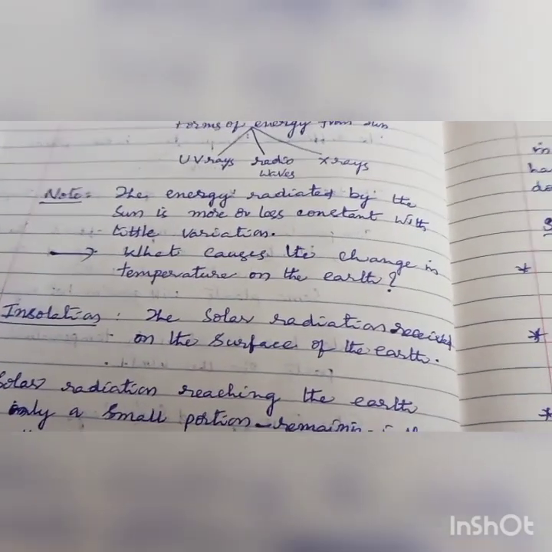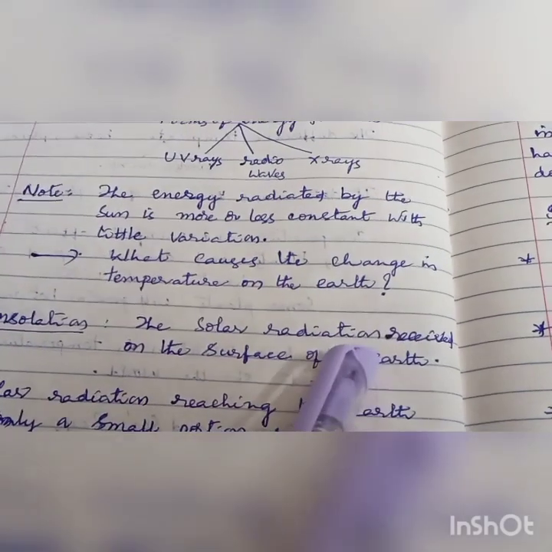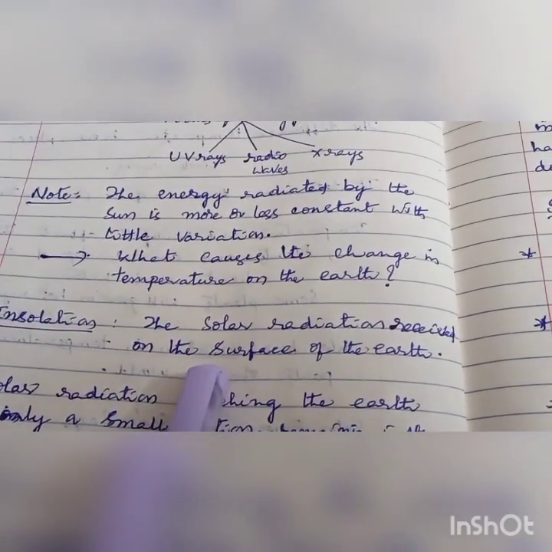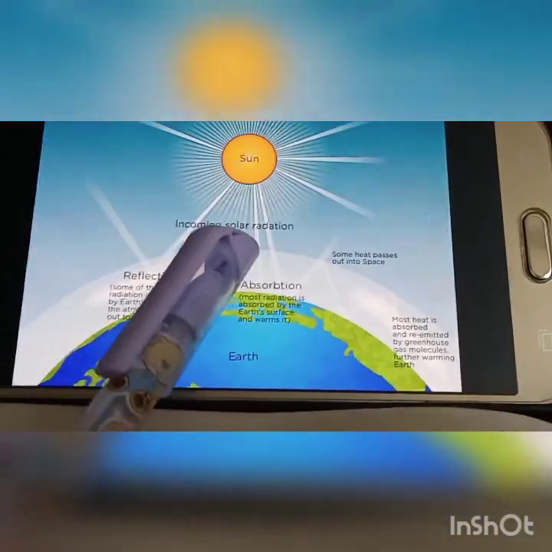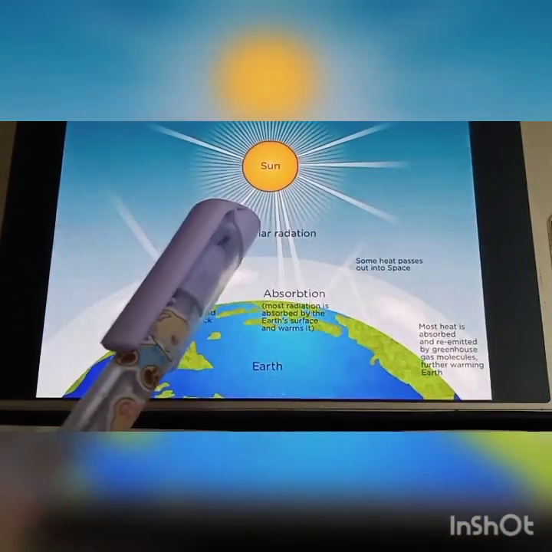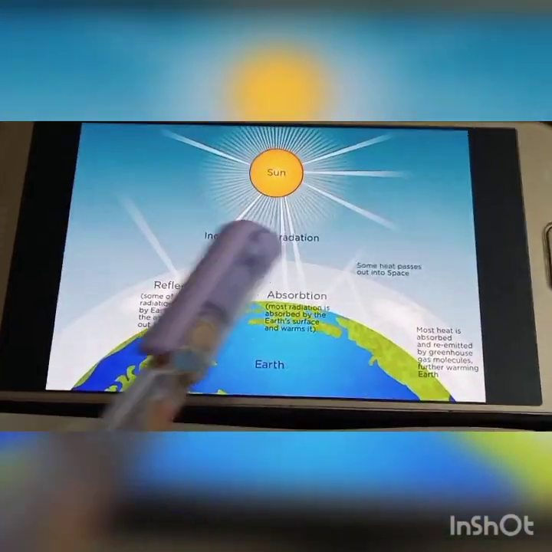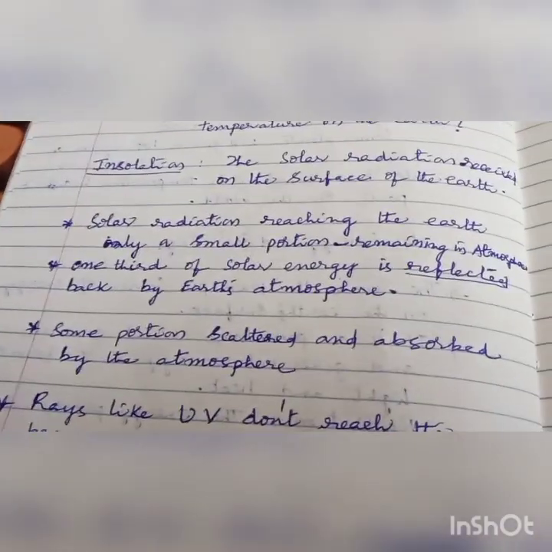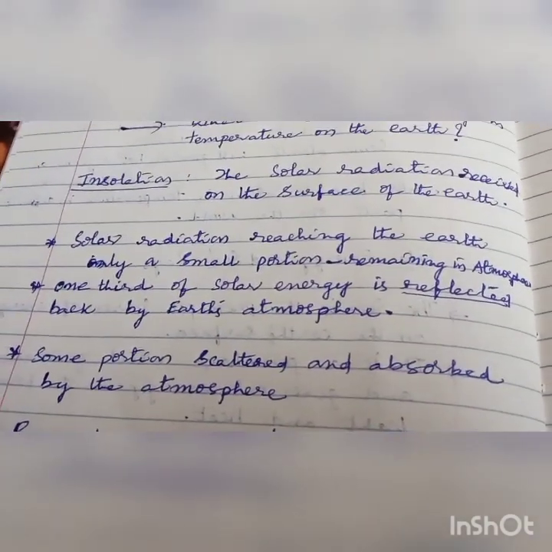And here, if you want another concept, that is insolation. What is insolation? The solar radiation received on the surface of the earth. See, incoming solar radiation. What is solar radiation? We already learned that it is the energy which comes from the sun, and this solar radiation is received by the earth. The radiation which is received by the earth from the sun, we call insolation. What is insolation, my dear? The radiation which the earth receives from the sun is known as insolation.